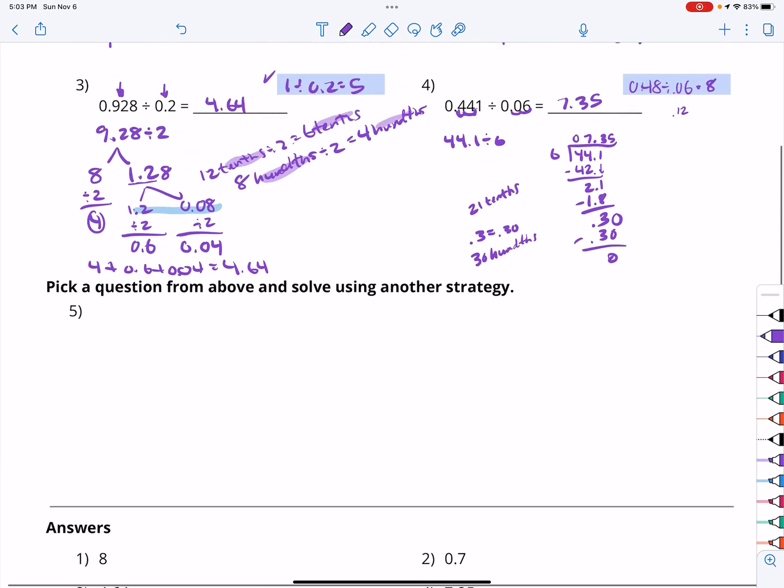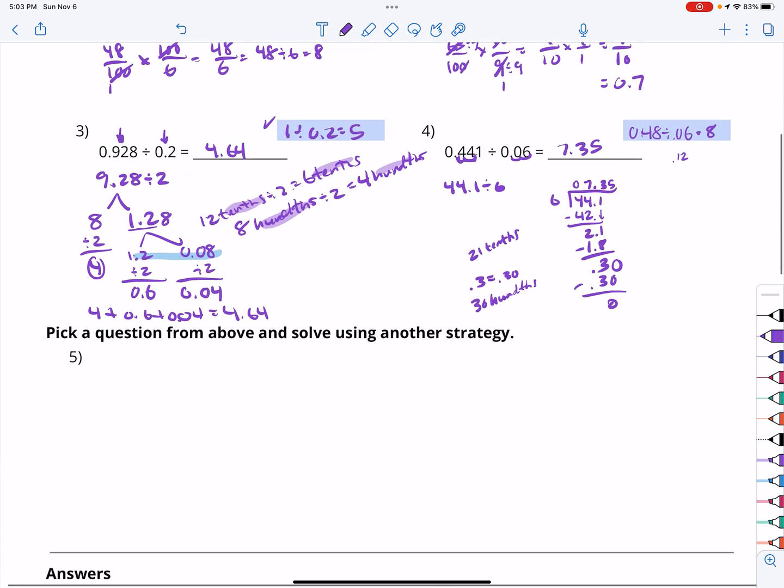Whew, hot dog. According to the answer key, we got it right, but question 5 says to pick a question above and solve using another strategy. I think 3 and 4 are the ones that seem like I would be most shaky with. So I'm going to solve one of those using another strategy just to see if I've done anything wild. Actually, for the sake of it, I'm going to do both of them for you. So let's do long division for number 3.